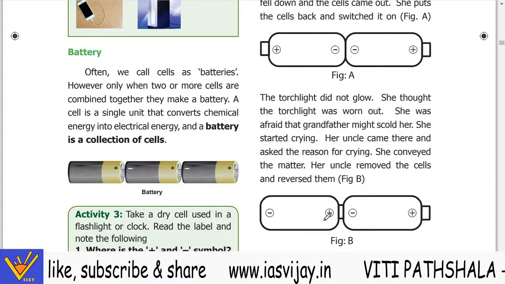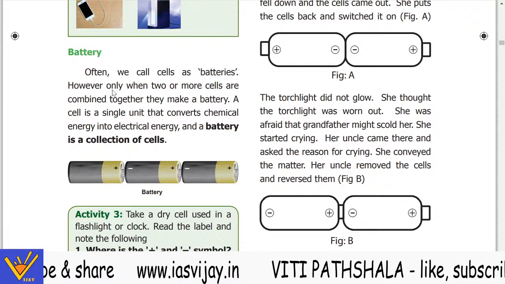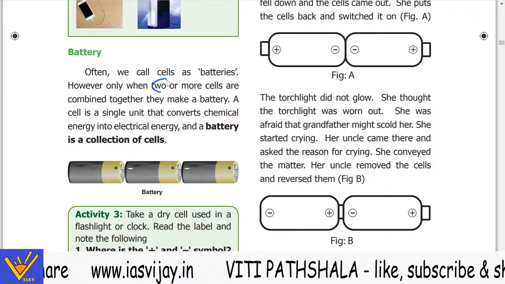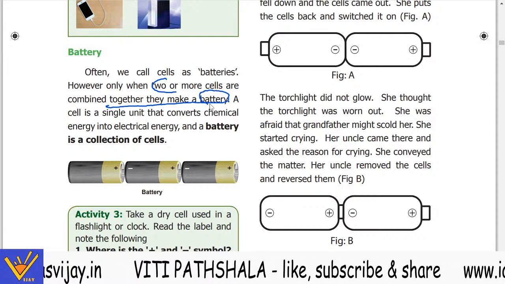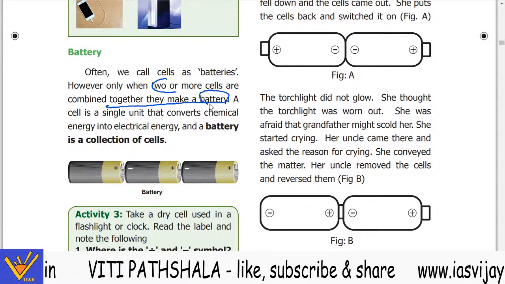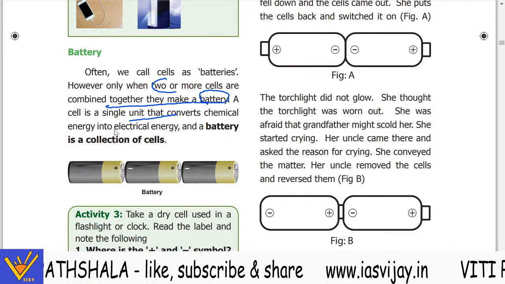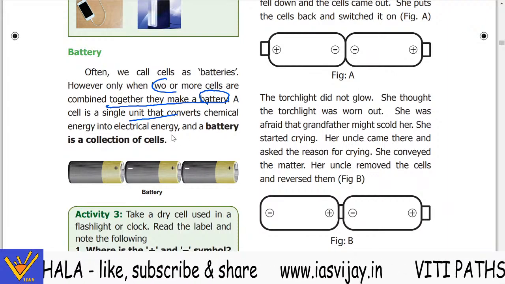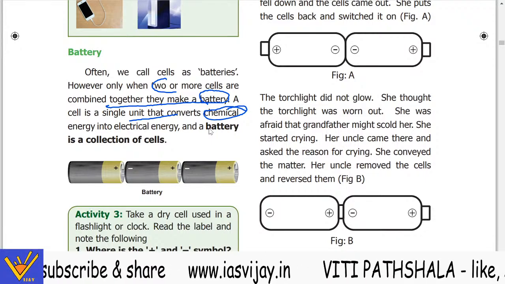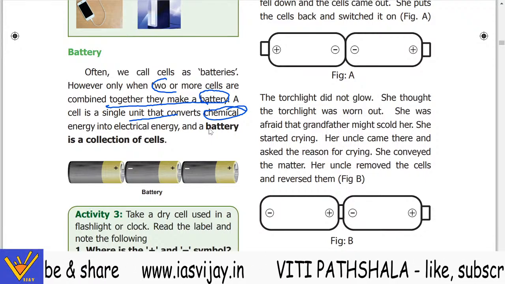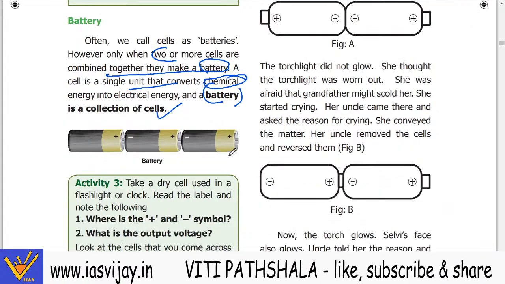Now, battery. What is a battery? Often we call a cell a battery. However, only when two or more cells are combined together do they make a battery. A cell is a single unit that converts chemical energy into electrical energy. So what is happening here? Chemical energy is converted into the electrical one. And a battery is a collection of cells.